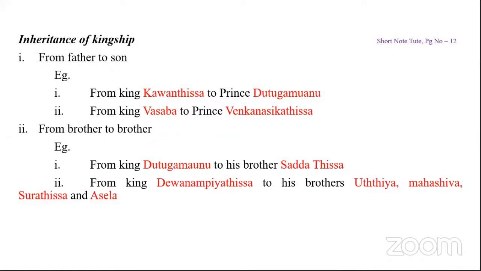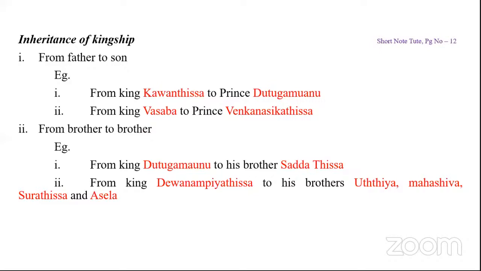Then brother to brother. What was brother to brother? Brother to brother means if the king does not have any sons, he had to give the kingship to his brother, his elder brother. So from King Dutugamunu to his brother Saddhatissa, he gave the kingship, and from King Devanampiyatissa to his brother Uttiya, Mahasiva, Suratissa and Asela.